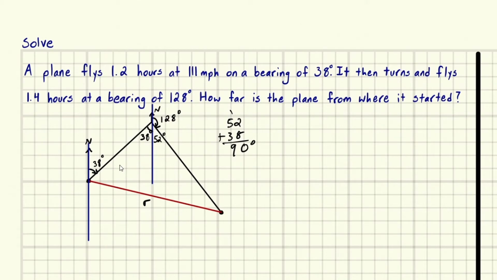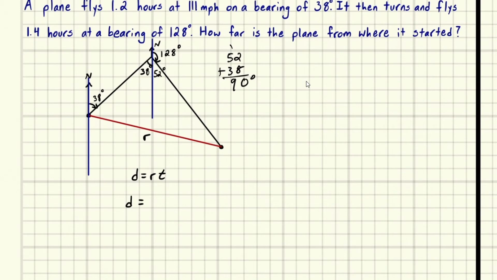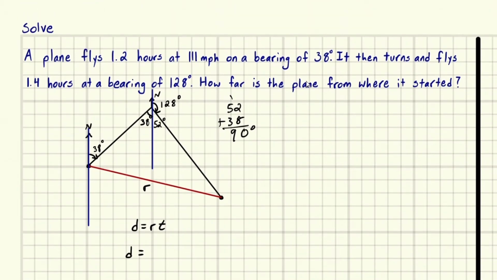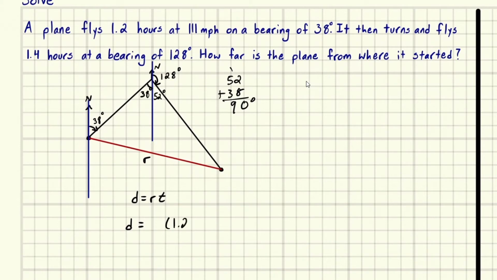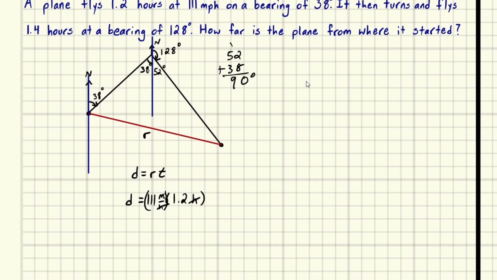Now there's something else we need to do, right? We have information about how long the flight happened and at what speed. And that means that we can use the formula distance is equal to rate times time. So in this case, for our first trek of the journey, we went 1.2 hours, and we were going at a rate of 111 miles per hour. You know we've got the right formula because the hours cancel out and we're left with miles, which is a unit of distance. So I'm going to put a little mi next to it to show that it's miles.